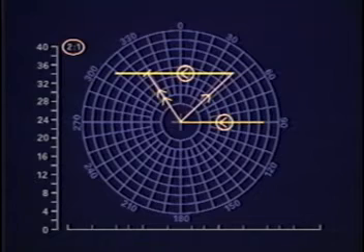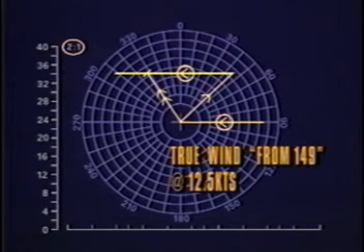Since you must quote the true wind as coming from, take the reciprocal bearing. You find the true wind is from 149 at 12.5 knots. Your report to the officer of the watch will be true wind is from 149 at 12.5 knots.